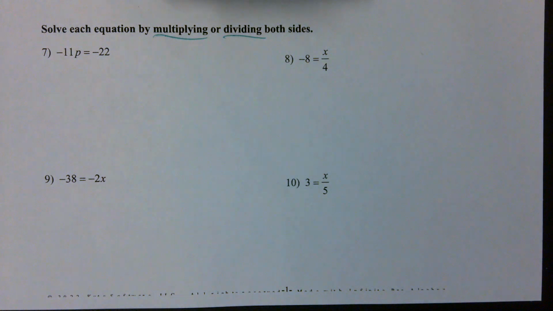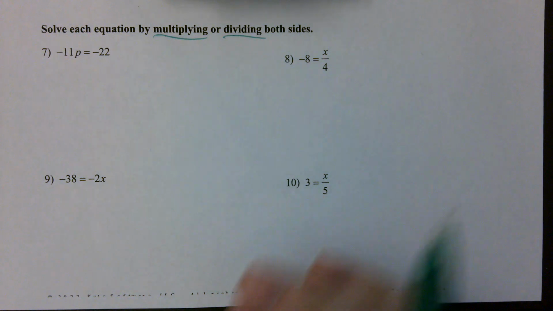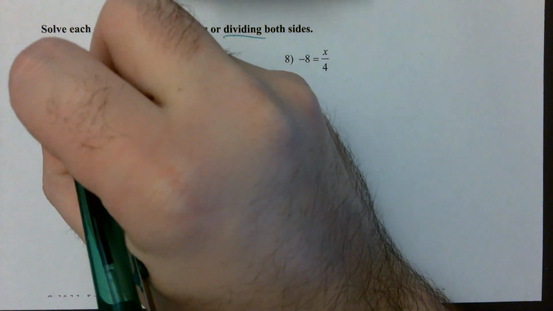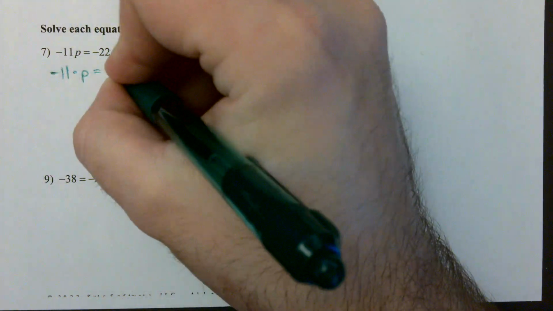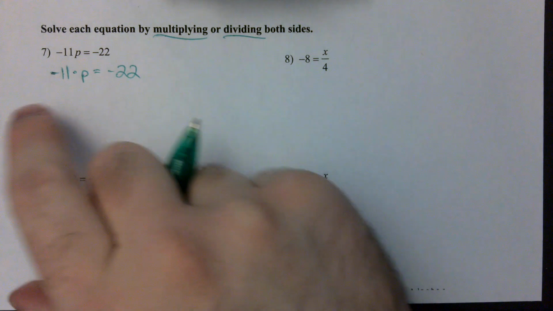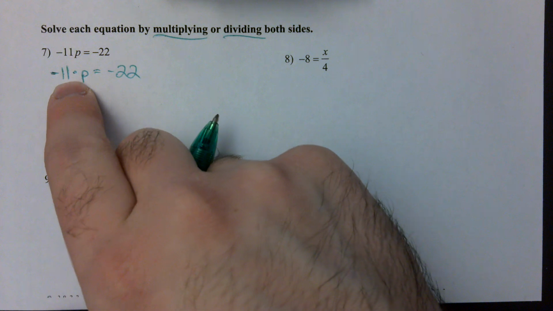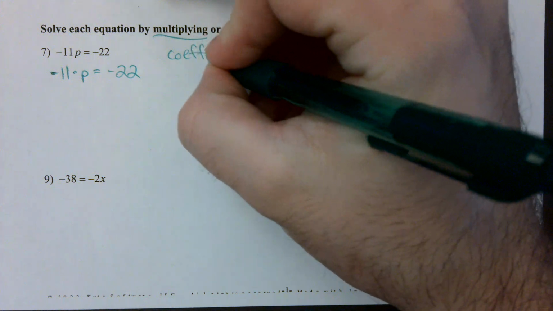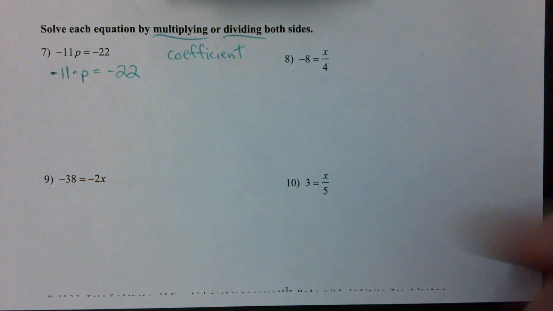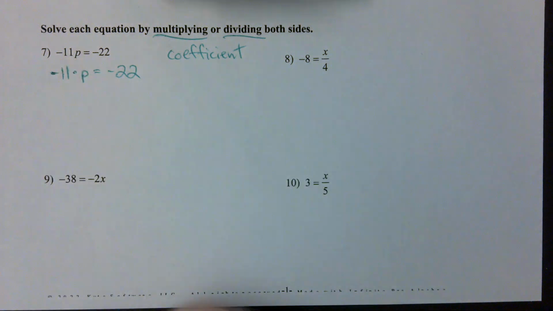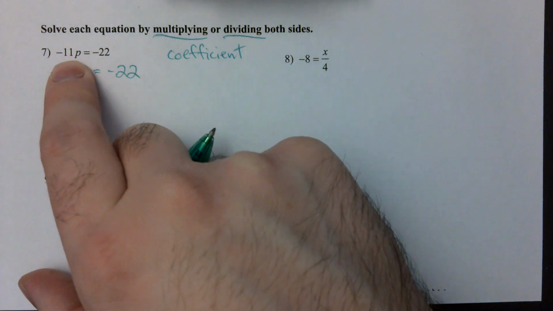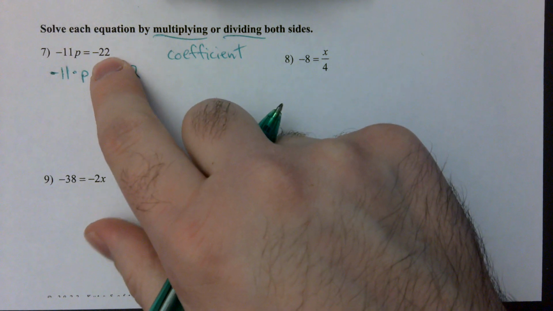Now with multiplication and division, it's a little bit harder once you get started because we don't see a plus or a minus sign that tells us immediately what operation we're doing. Here, negative 11p can be rewritten as negative 11 times p equals negative 22. The reason why we don't have to put this times here is because we call 11 a coefficient. A coefficient is literally just the number in front of a variable. So p represents some quantity, and we're multiplying that quantity times negative 11 to give us negative 22.